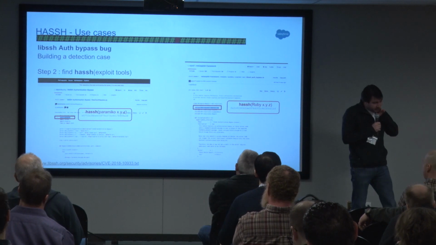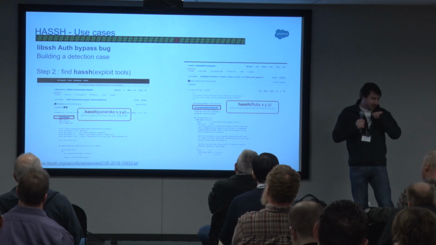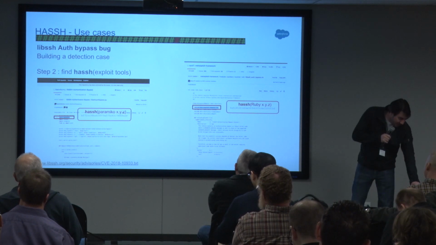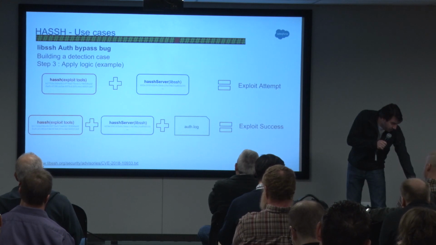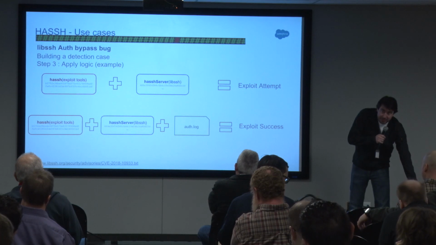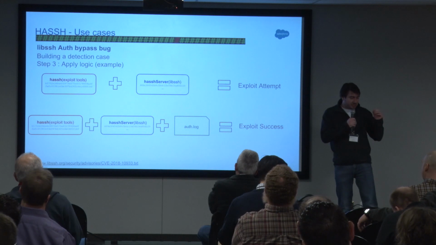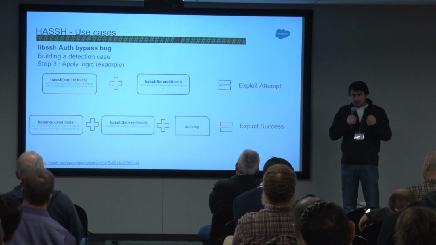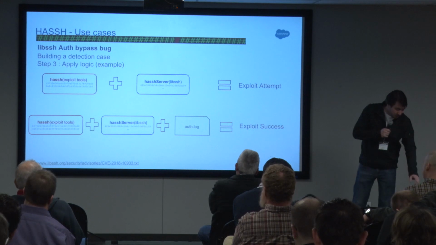So if you find a means of detection for a successful exploit of this libSSH shell, you could look for the hashes of exploit tools, like Metasploit uses Ruby, for example. And then the hash server being a libSSH server, you could assume maybe that's an exploit attempt. But if you have the auth logs, you could verify and say this exploit was successful or not.